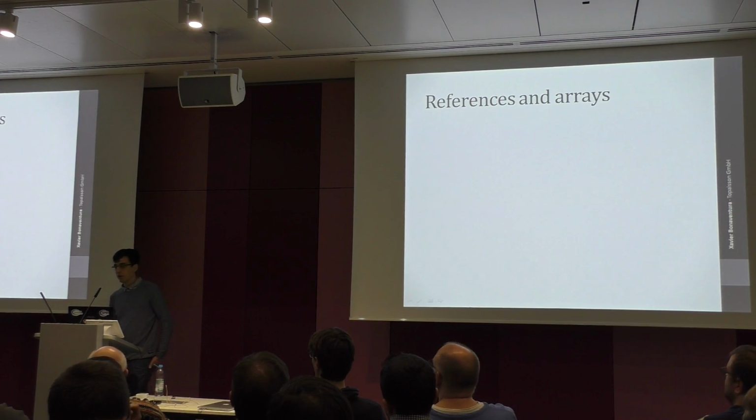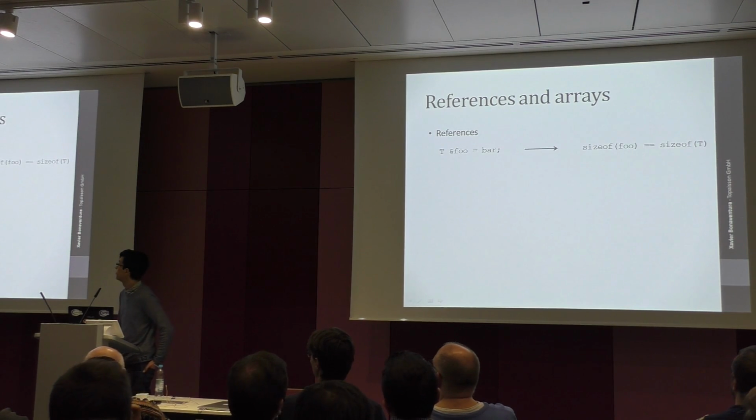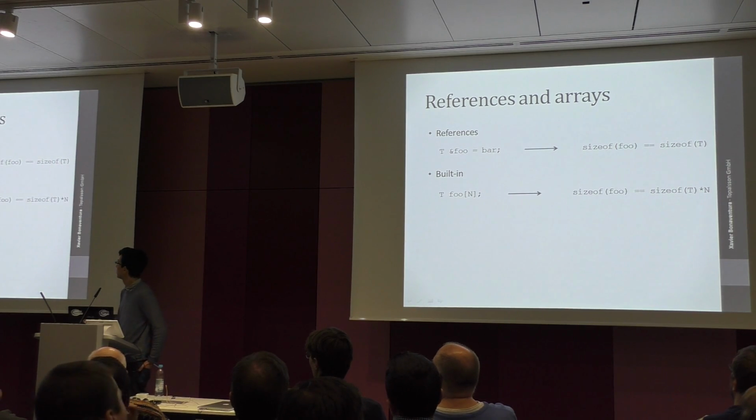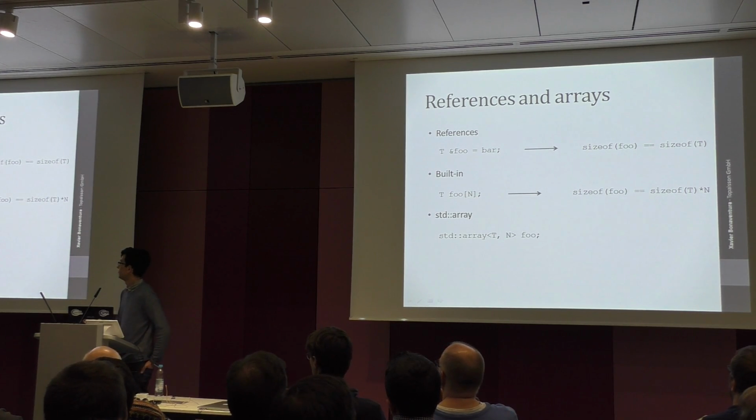Okay, how does sizeof behave with references and arrays? What's the size of a reference? Well, it's the same size as the type of the reference. What is the case in this built-in array? What happens if we do sizeof foo? Well, it behaves more or less as expected: size of T multiplied by the number of elements in the array. What happens if we do it in a std::array? It's the same. std::array is nothing else than just a built-in array encapsulated. It's not a problem yet.